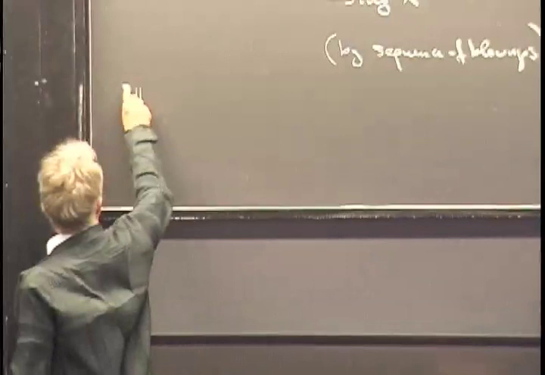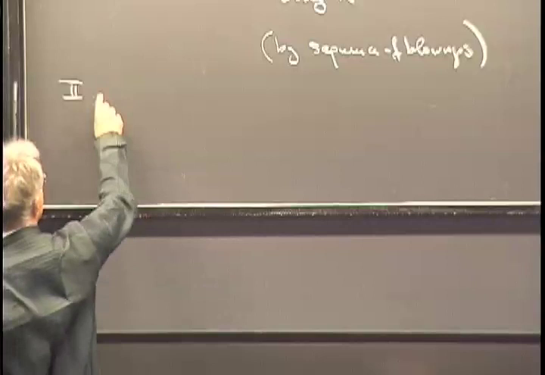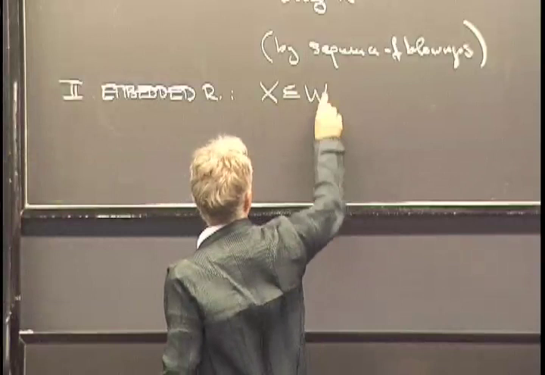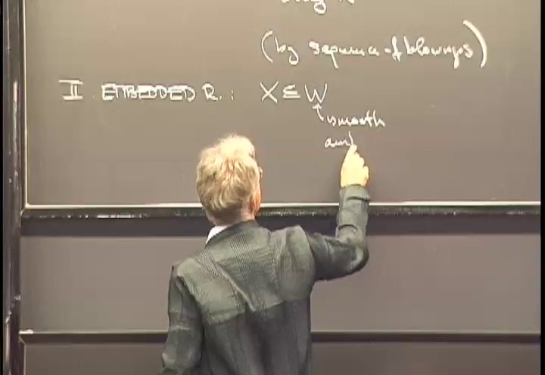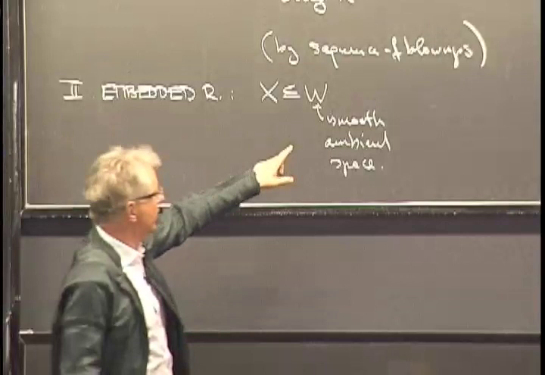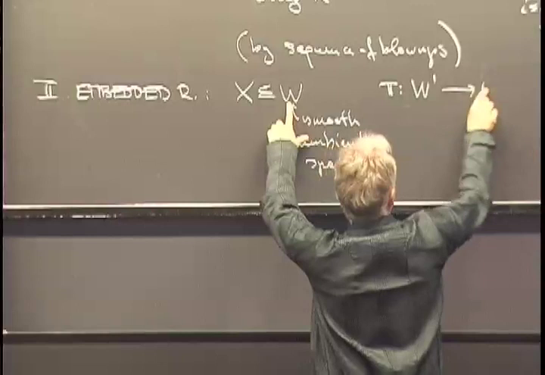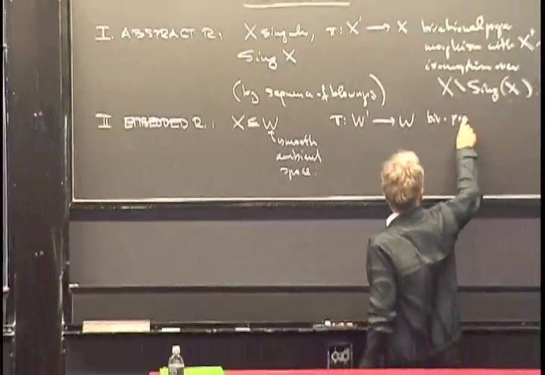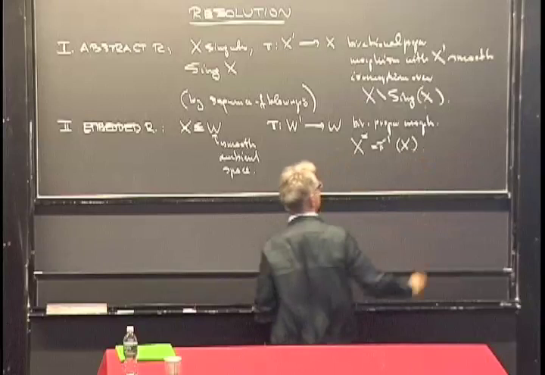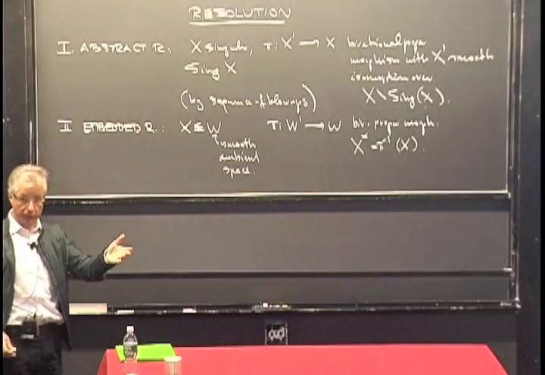Second, now I'm going to a stronger version of resolution. We have the notion of embedded resolution. We take now X embedded in some smooth ambient space W. And in this embedded resolution, we want to keep track of the total inverse image of X sitting inside W. So we want now pi from W prime to W, again a birational proper morphism. And then you have X star, which is pi inverse of X. And you want that this, which consists of many components, has normal crossings.